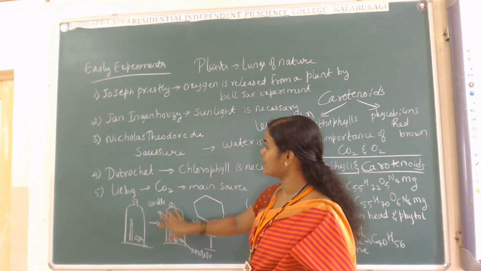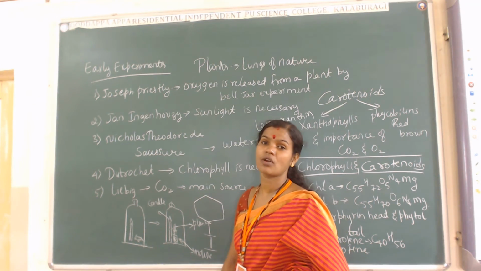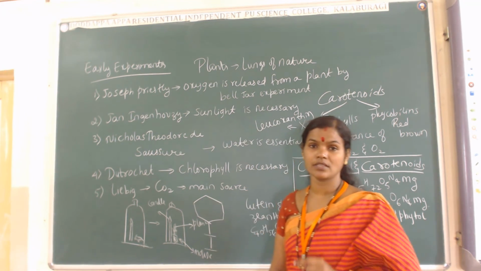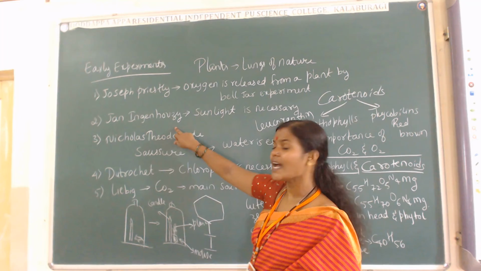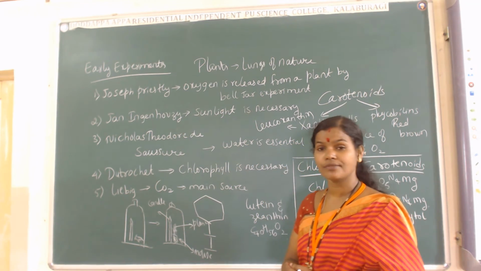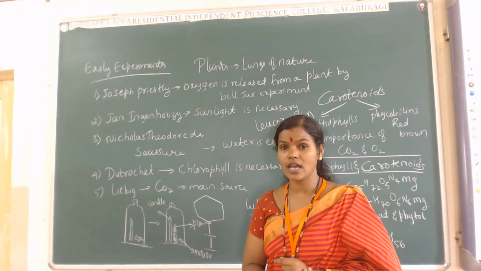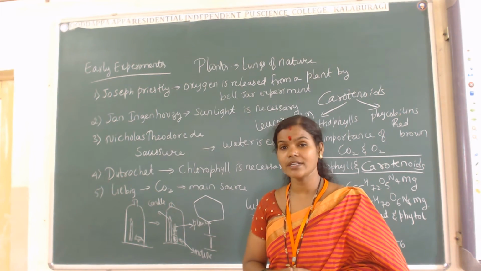So this experiment is called as bell jar experiment, which has been proved by the scientist called as Joseph Priestley for the first time. Then Jan Ingenhousz has proved that sunlight is necessary for the process of photosynthesis. First time Jan Ingenhousz, of course Robert Emerson is also the scientist.